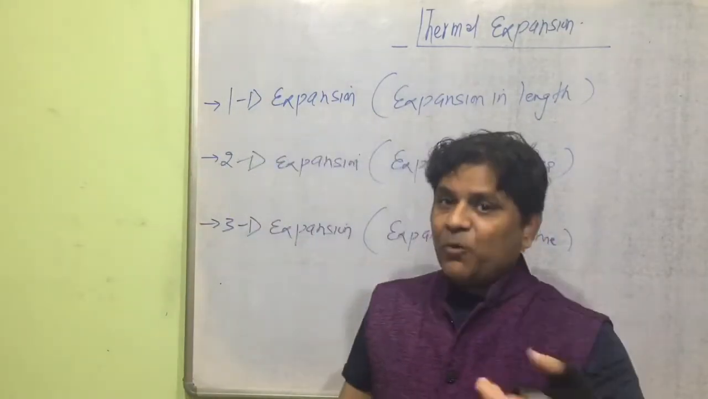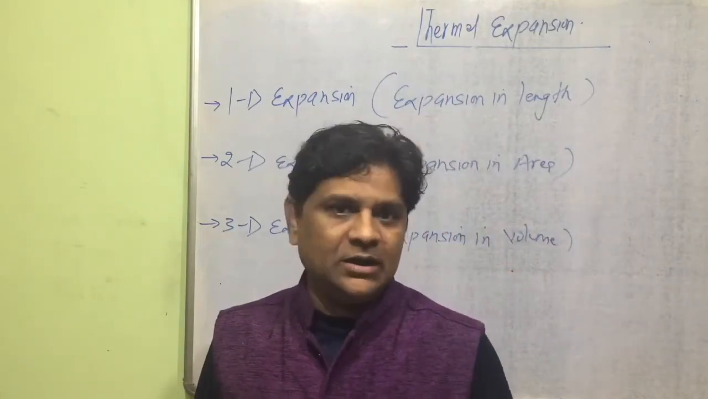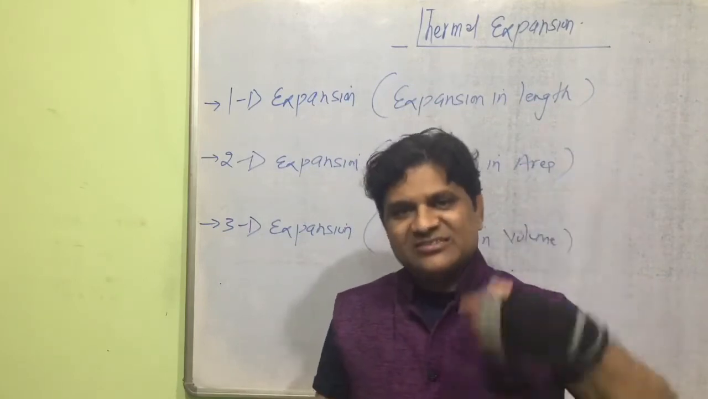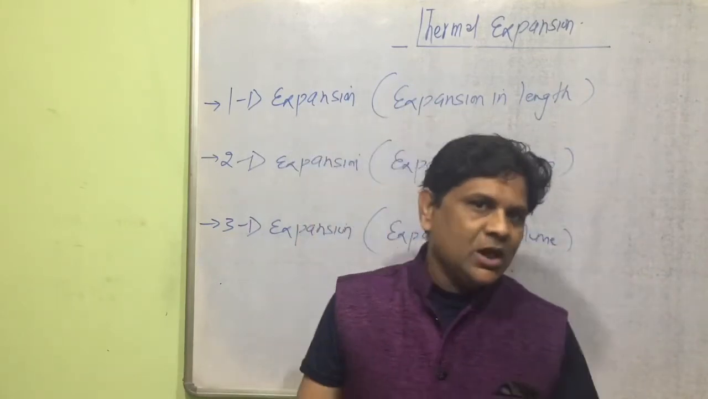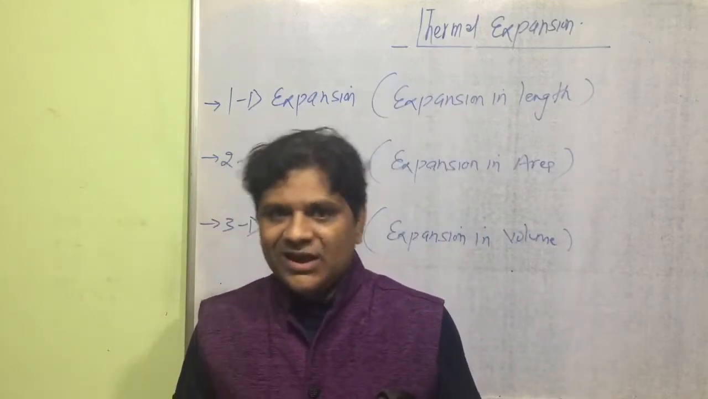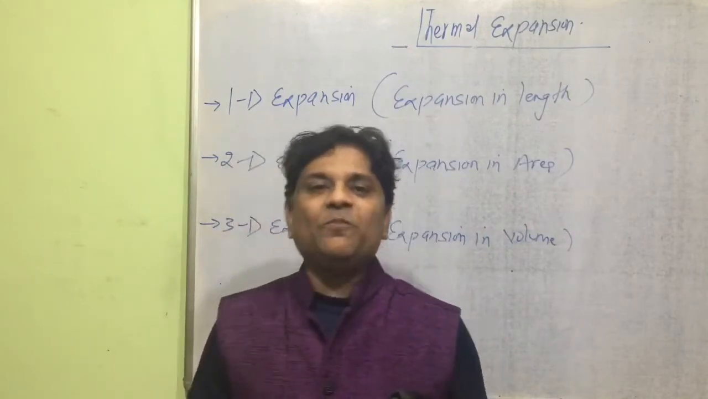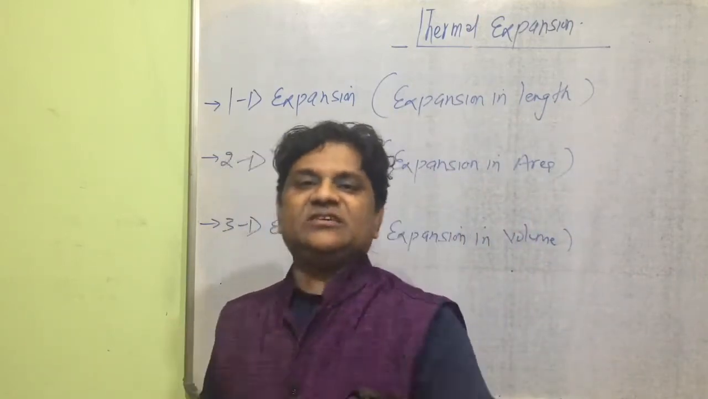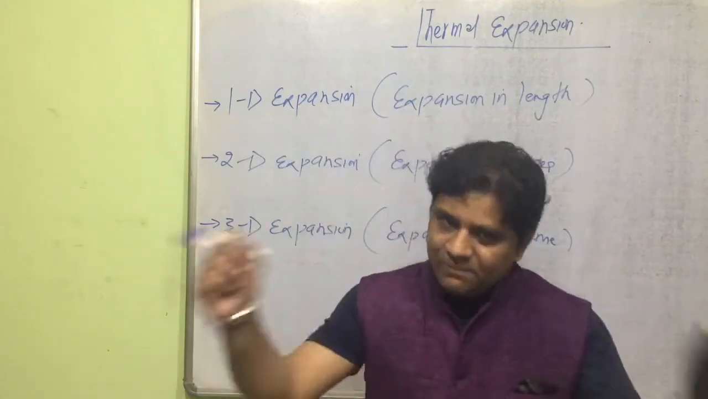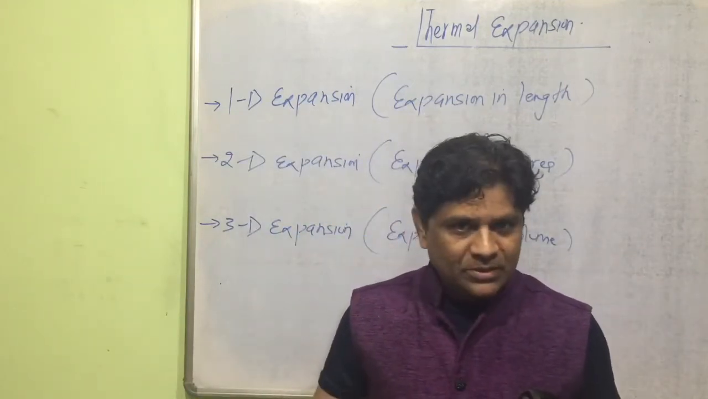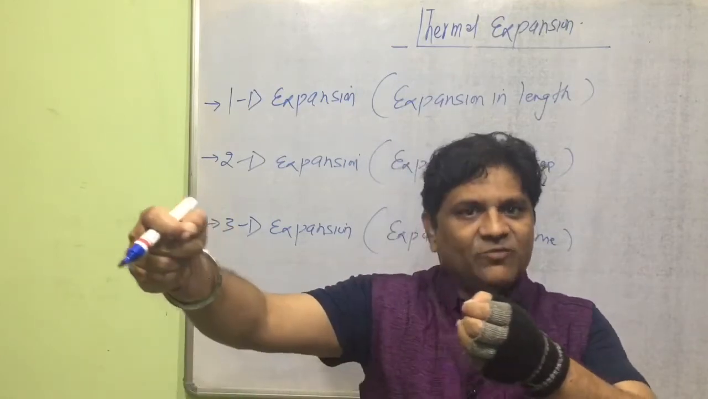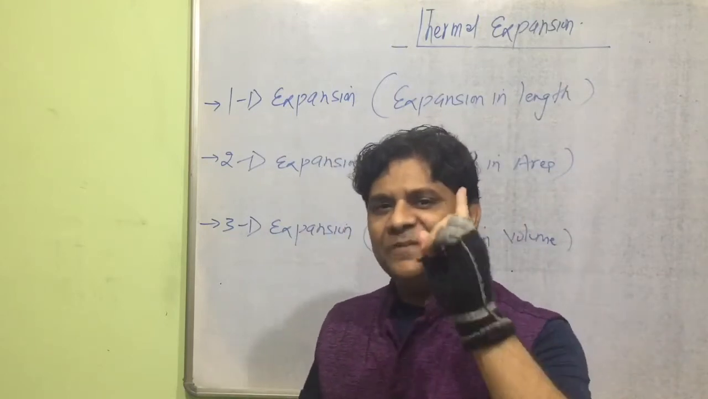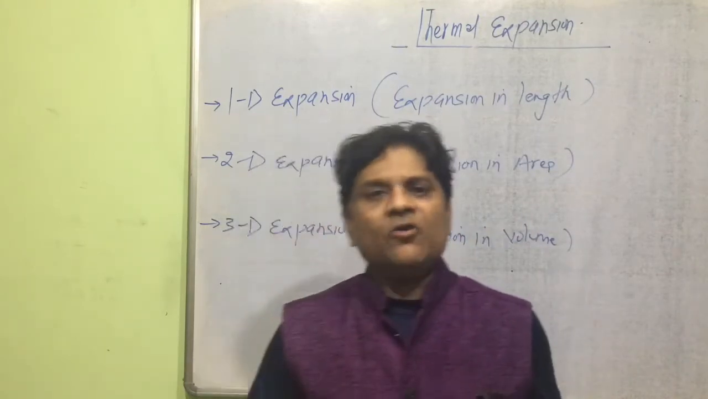Now, solid possesses all three types of expansion, while liquid and gases possess only volume expansion. Again a question arises: why do solids possess all three types of expansion, and how do liquid and gases possess only volume expansion? Simple, we can take an example. In a uniform solid thin wire, if it is heated, expansion will be one dimensional.